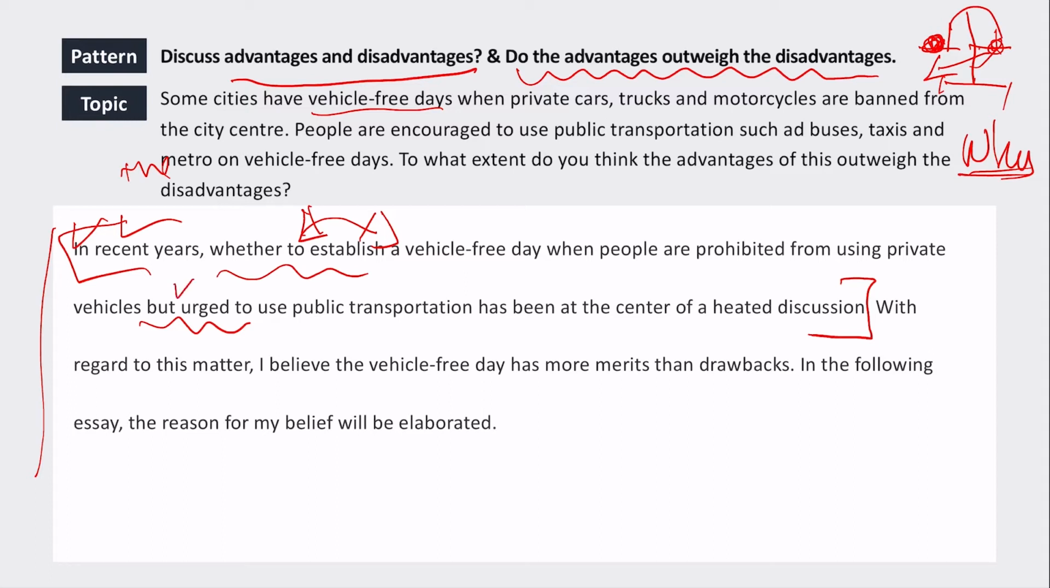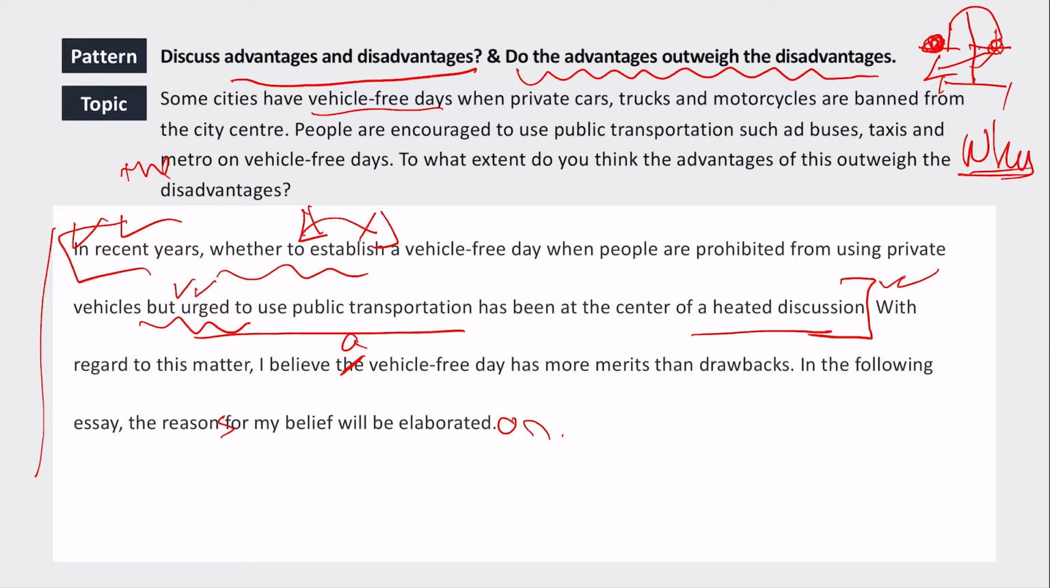So I love this use of the word urge: urged to use public transportation has been at the centre of a heated discussion. Great sentence. With regard to this matter, I believe the vehicle-free day has more merits than drawbacks. In the following essay, the reasons for my belief will be elaborated on. Okay, great. I think this is a really nice sentence too.